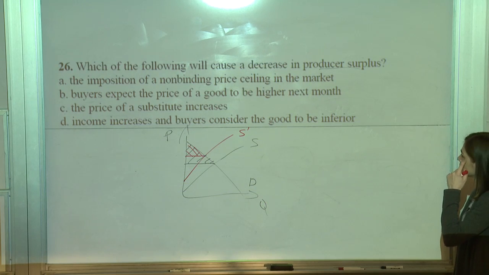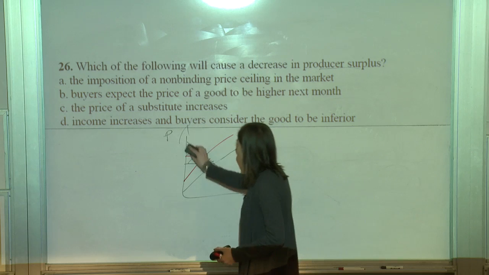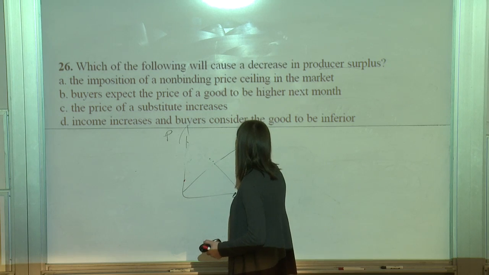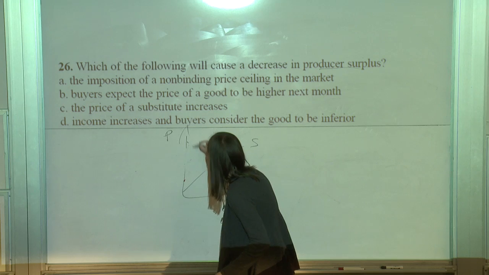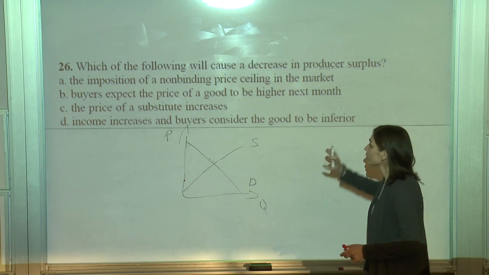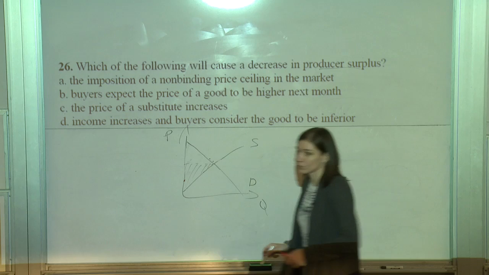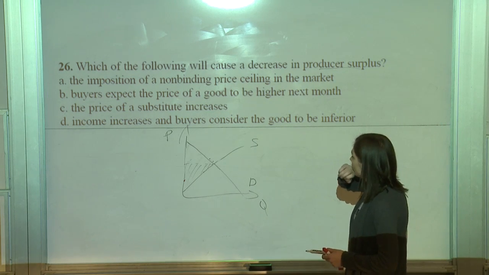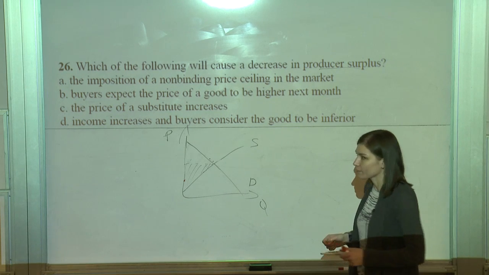All right? Which of the following will cause a decrease in producer surplus? All right, so again, look at the picture and see what's going to happen. Okay, so this is the original scenario. We're interested in producer surplus in this case, right? So it's this part that we want to see what's going to happen to: above the supply curve, below the price. Okay, so the imposition of a non-binding price ceiling in the market.